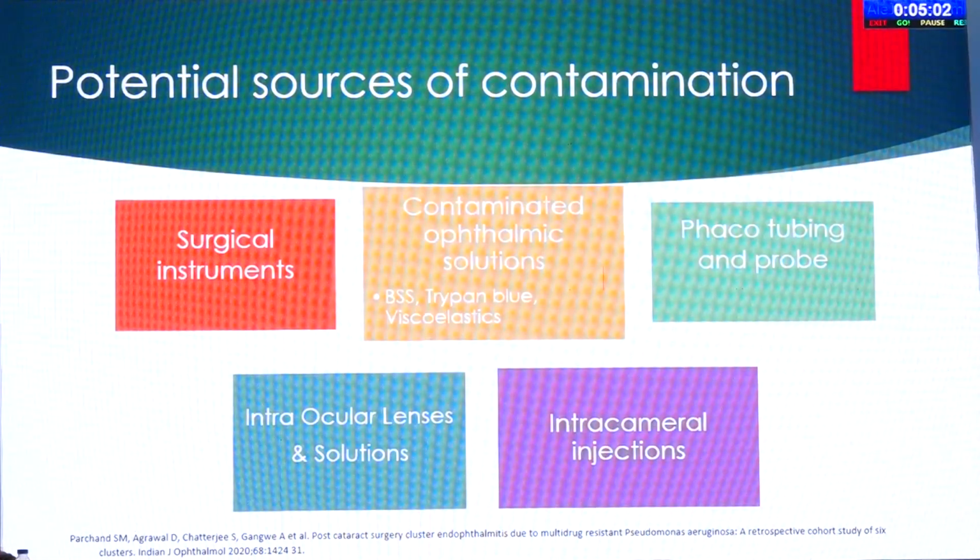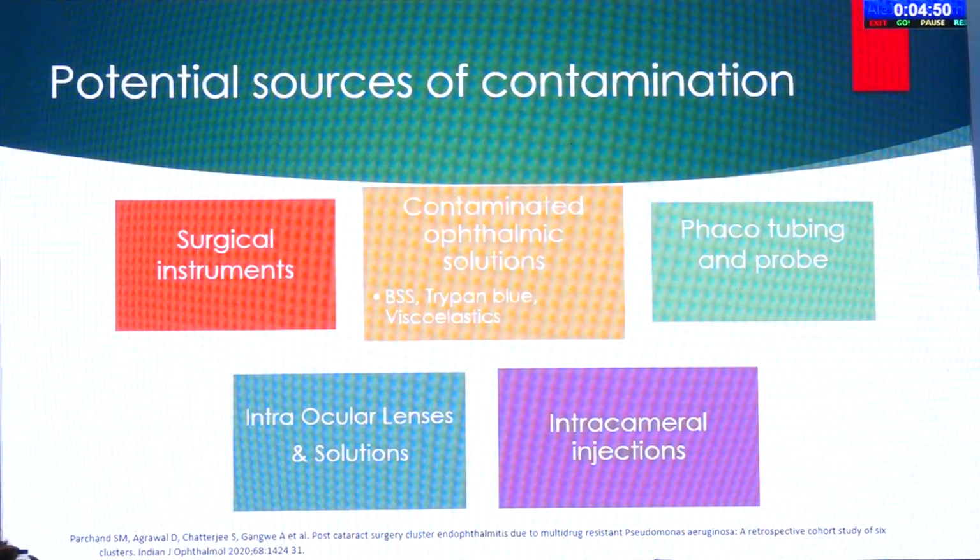So what really are the potential sources of contamination? It's been seen and published that it might come from the surgical instruments. Here we are now talking about cluster endophthalmitis. Most of the reports have come out with contaminated ophthalmic solutions as the culprit. So it's the balanced salt solution, Ringer's lactate, trypan blue, viscoelastics, whatever you are using.